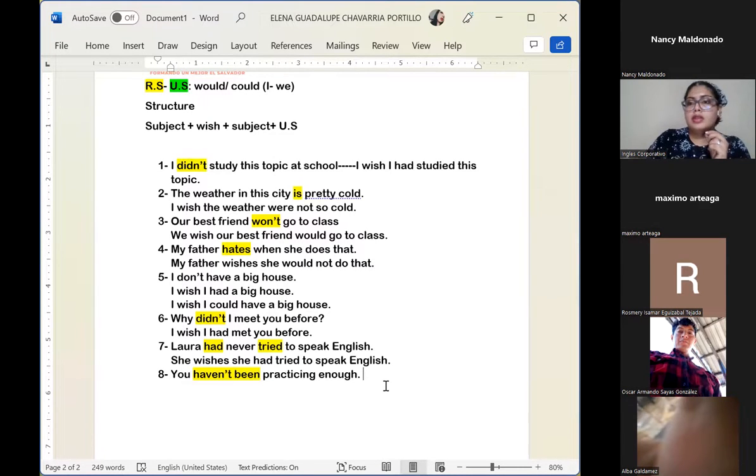Ojalá tú. El ojalá, ya sabemos que empieza con cuál. I, which, who. What is the second subject? You, good. I wish you, and we are going to have the past. Had been, and we are going to take the continuous practicing. Enough. Enough, good. And there we have the sentences. There we have all the sentences that we have for this topic. So it's better now, the information that we have about the wish.